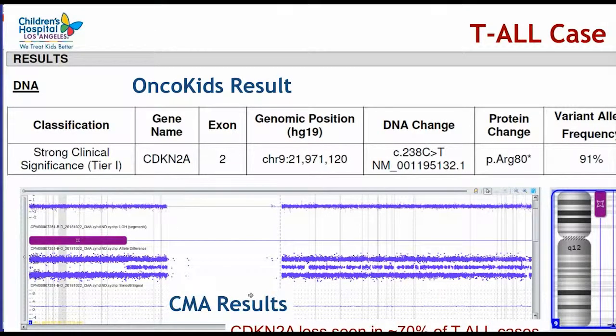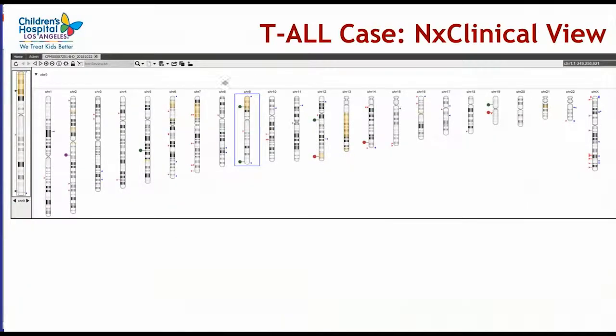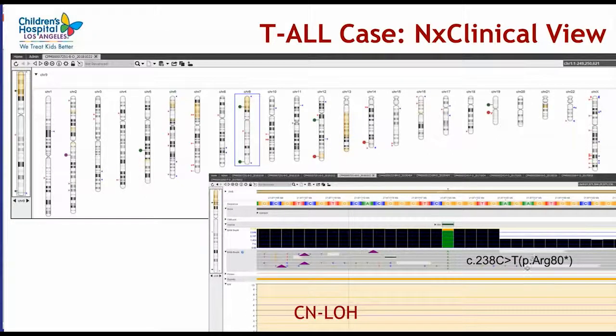And all this is not surprising, because in TLL, abnormalities of 9P and specifically biallelic abnormalities in CDKN2A that result in complete loss of the function of this gene are seen in 70% of the cases. So we see a lot of cases with abnormalities of this particular gene. However, if you look at the case in NX Clinical, even if you do not see a lot of TLL cases and don't have experience with this particular tumor type, you can very quickly appreciate that there is this region on chromosome 9 where there are two abnormalities in the same region, a sequence variant, which is indicated by the symbol, and then allelic imbalance. And if you zoom into that region, you can clearly see, again, the sequence variant that occurs within the copy neutral LOH region.